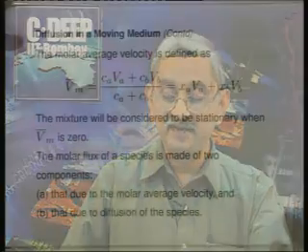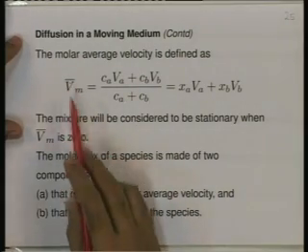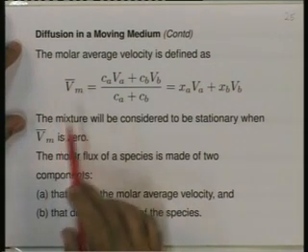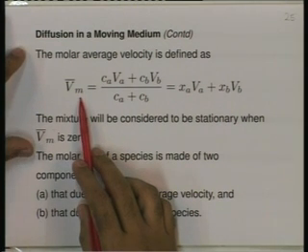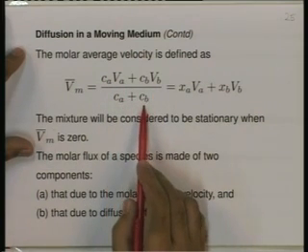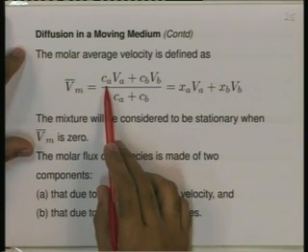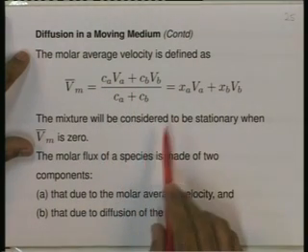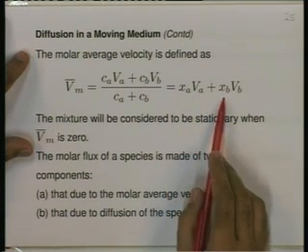We begin by defining an average velocity. Let us define the molar average velocity, V bar m. This is defined as Ca into Va plus Cb into Vb divided by Ca plus Cb. It is some sort of a weighted average. The weights are the molar densities of A and B. In terms of mole fraction, this can be written down as Xa Va plus Xb Vb.